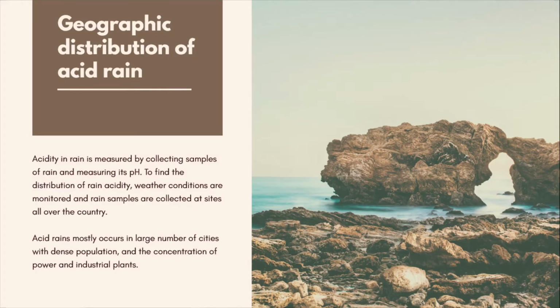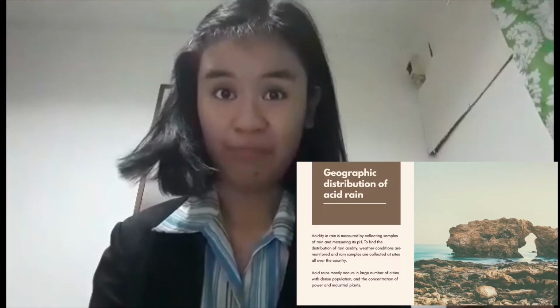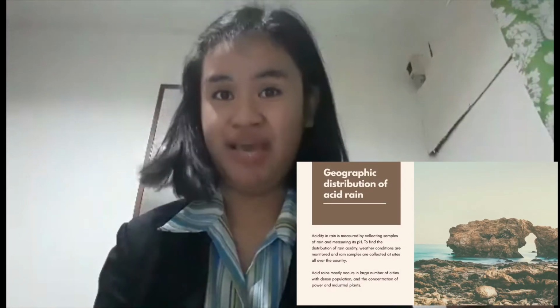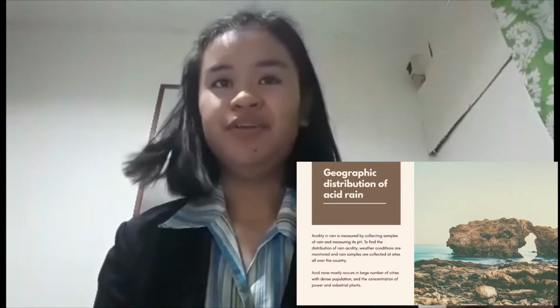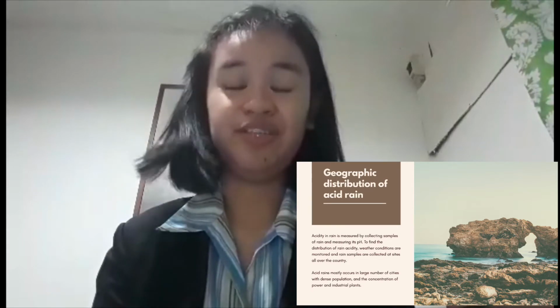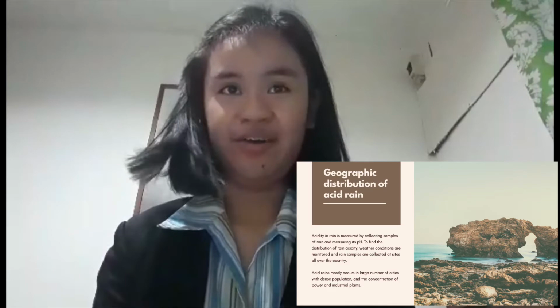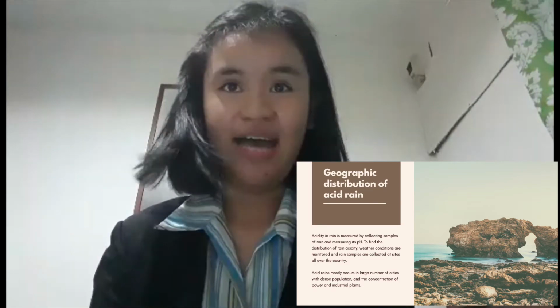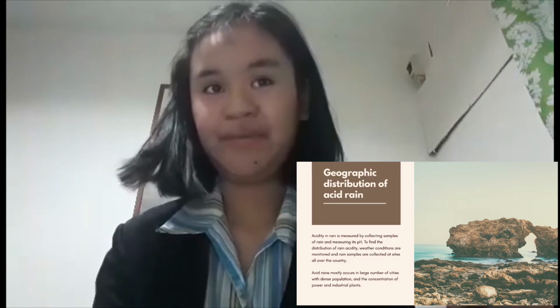Geographic distribution of acid rain. Acidity in rain is measured by collecting samples of rain and measuring its pH. To find the distribution of rain acidity, weather conditions are monitored and rain samples are collected at sites all over the country. Acid rain mostly occurs in cities with dense populations and a large concentration of power and industrial plants.